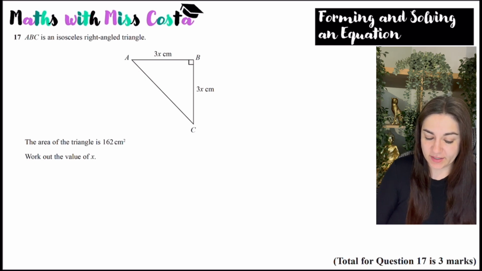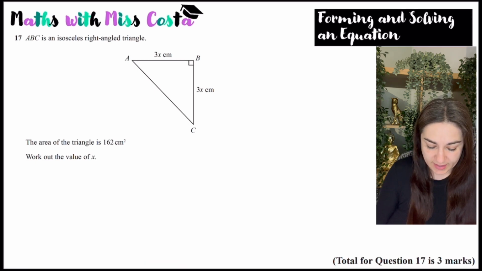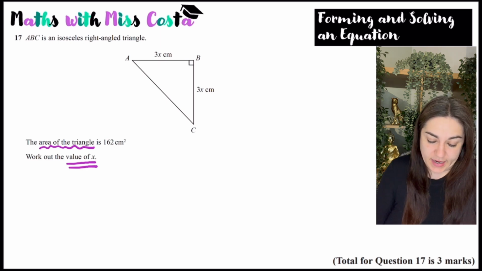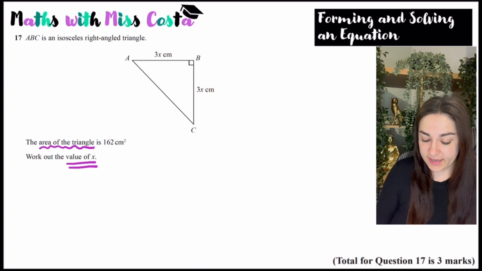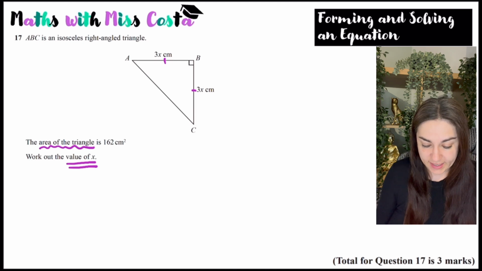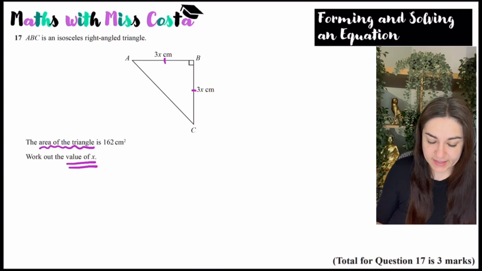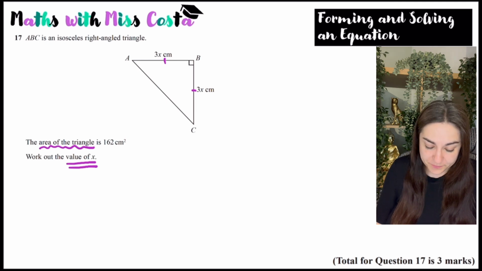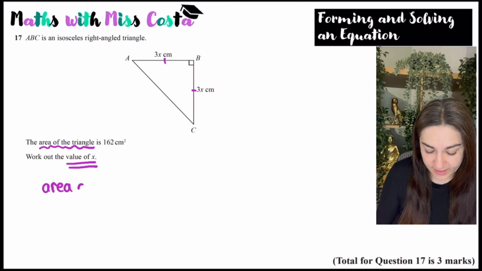Next, I'm told that ABC is an isosceles right-angled triangle, and I'm given the area of the triangle, and I'm told to work out the value of x. So again, there's quite a few ways that we can do this. The fact that it's an isosceles means that these two sides are the same. It's a right-angled triangle, and I know what its area is. If you like visualizing with a square, no, let's not do that way.